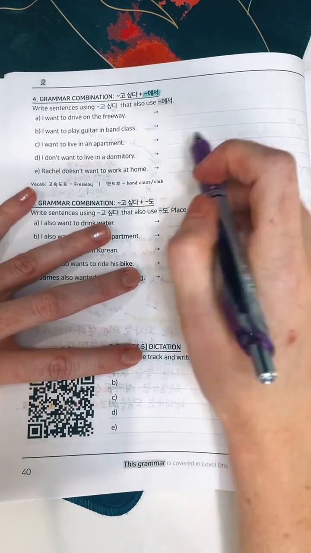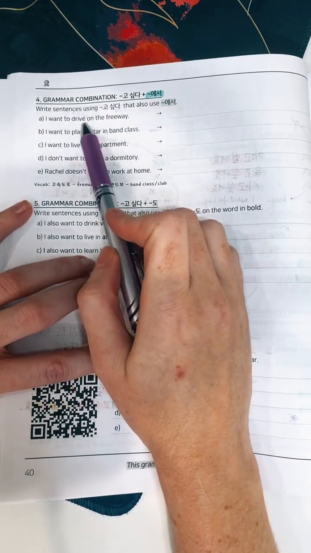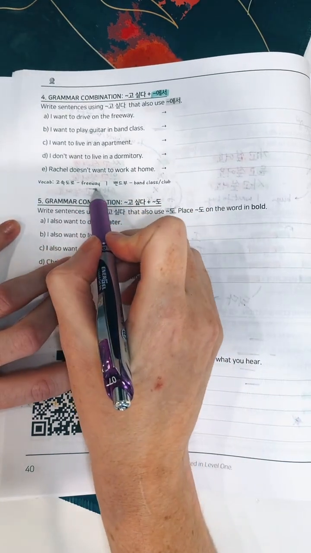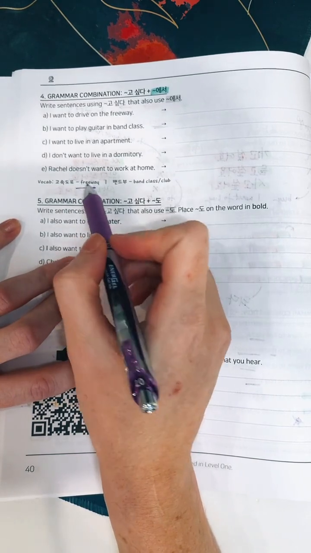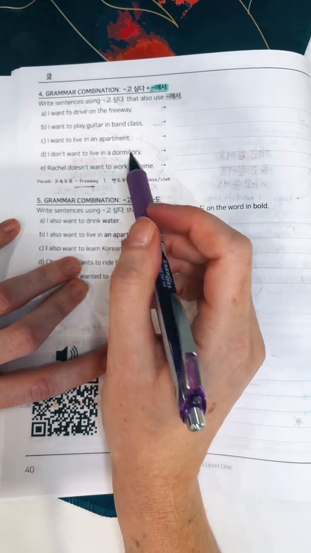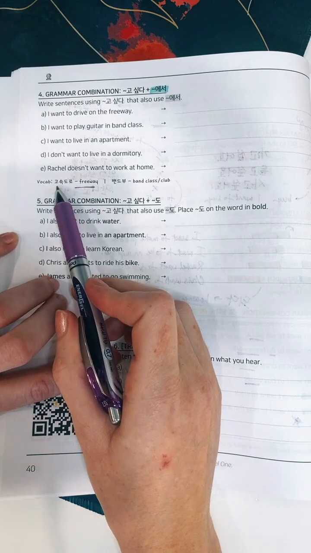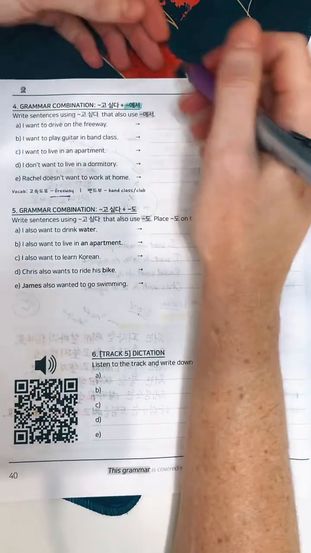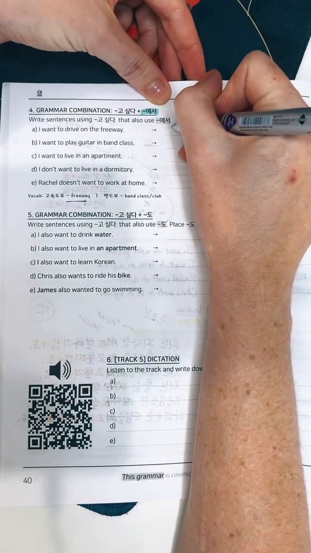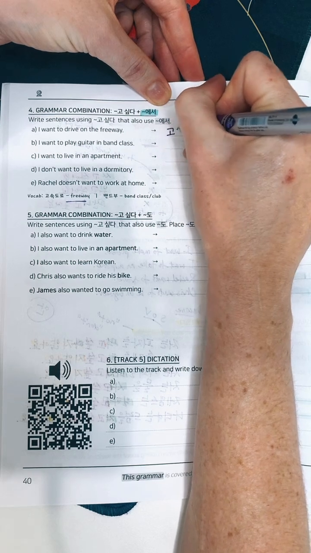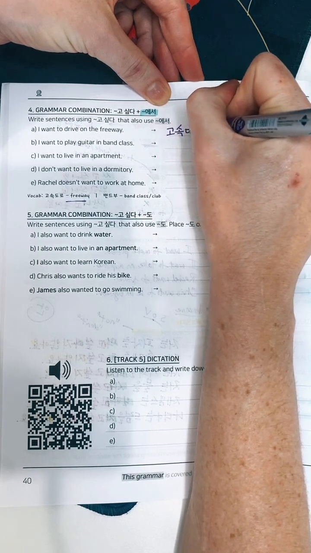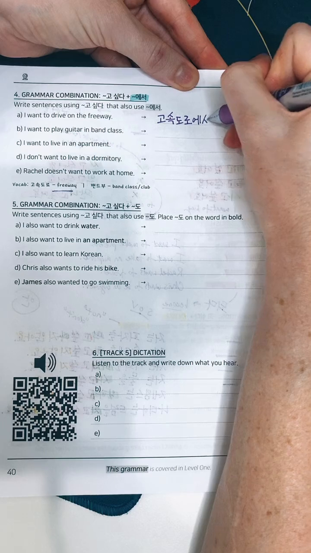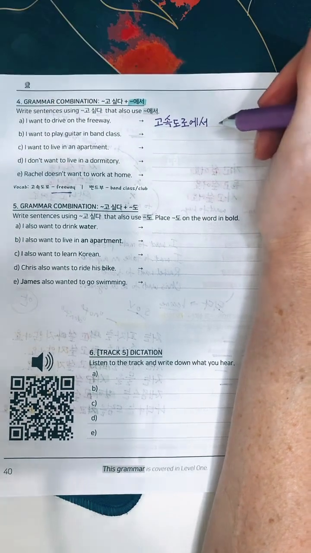All right. So this first one is I want to drive on the freeway. Now, freeway has been provided, and it looks like it's 고속도로. 고속도로 is freeway. So we're going to start with that to say, I want to drive on the freeway. 고속도로. Now, on the freeway is you add 에서. That means on the freeway.